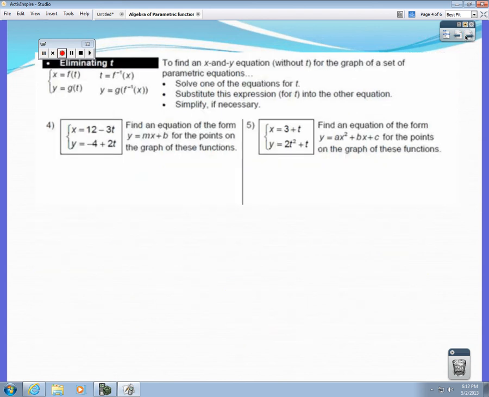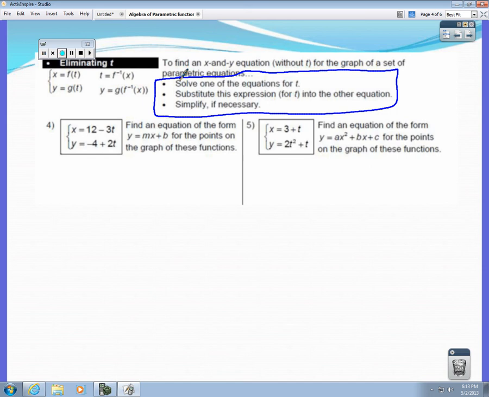Okay, now another thing that you are sometimes asked to do is to take two equations in parametrics and change it back to one equation that does not have the t anymore. It just has the x and y. The steps are given up here at the top of your paper. So you should highlight, underline, box. If you don't have the worksheet, write those steps down.